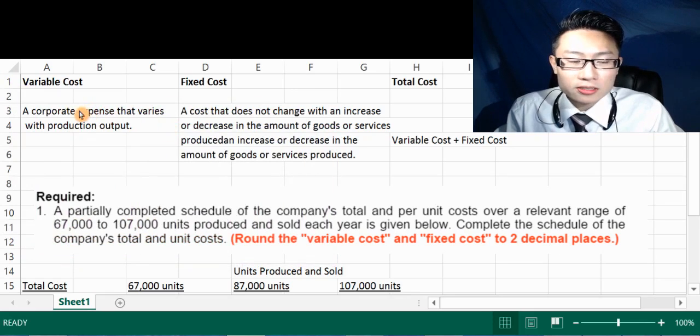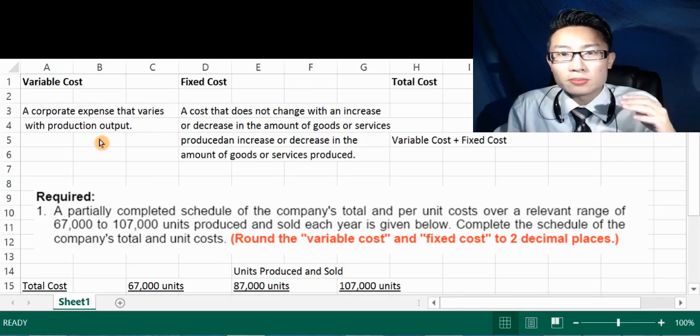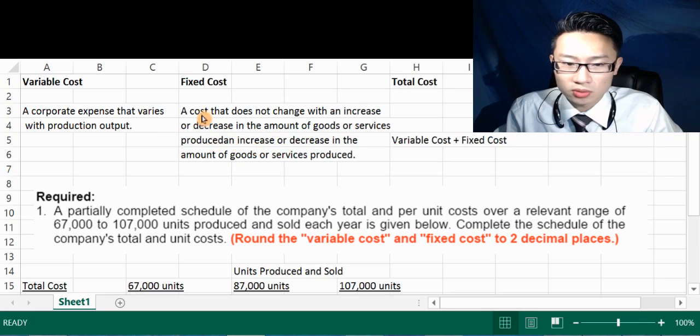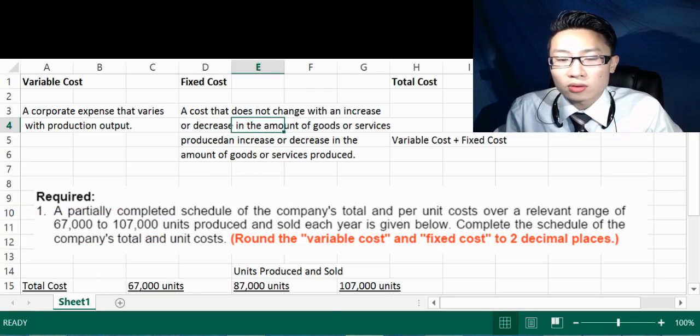A variable cost is a corporate expense that varies with production output. So the more output is being made, the higher the cost, and the lower the output, the lower the cost. Whereas a fixed cost is a cost that does not change with an increase or decrease in the amount of goods or services produced. Fixed cost generally remains the same regardless of the quantity of output. And total cost is just variable cost plus fixed cost.